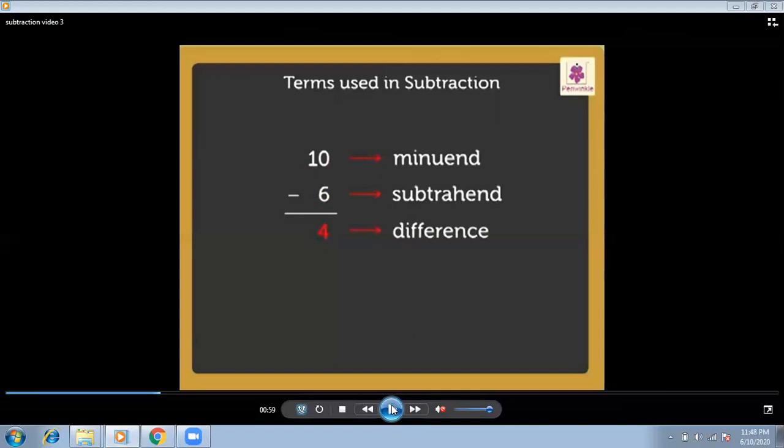As in addition, you have learned some terms, that the two numbers we are adding we call addends, and the answer we call sum. In the same way, in subtraction, we have terms for the numbers. The bigger number that is written on the top, we call minuend. The number which is going to be subtracted from the bigger number is called subtrahend, and the answer we call the difference. Okay.